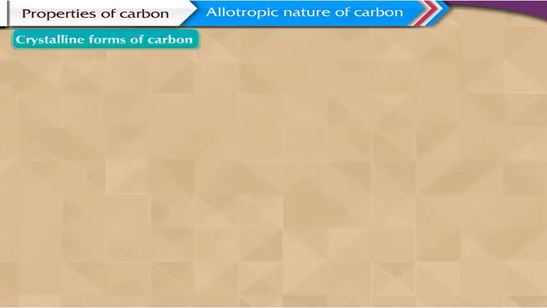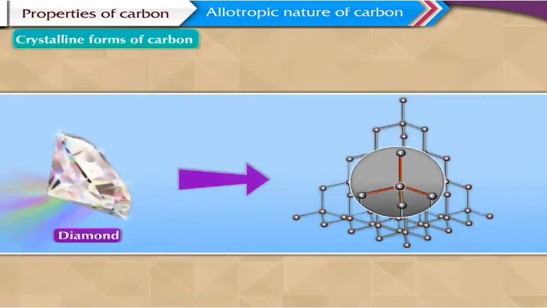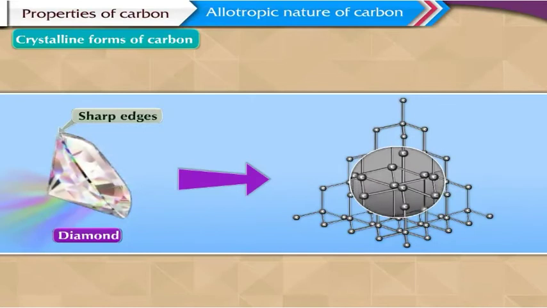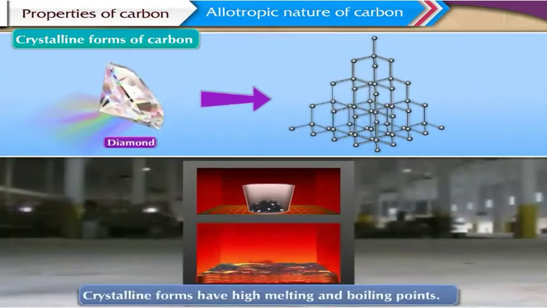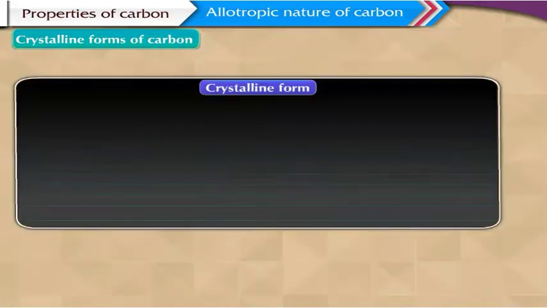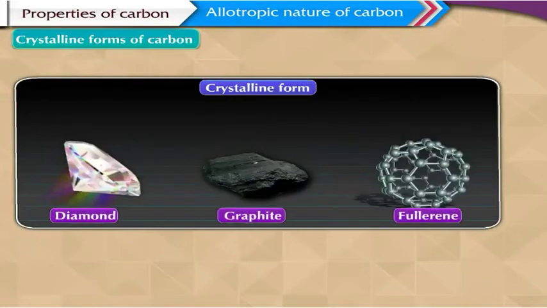Crystalline forms of carbon. A crystalline form has a regular and definite arrangement of atoms. This gives them a definite geometrical shape with sharp edges and plane surfaces. Crystalline forms have high melting and boiling points. Carbon has three crystalline forms: diamond, graphite, and fullerene. Let us first discuss diamond.